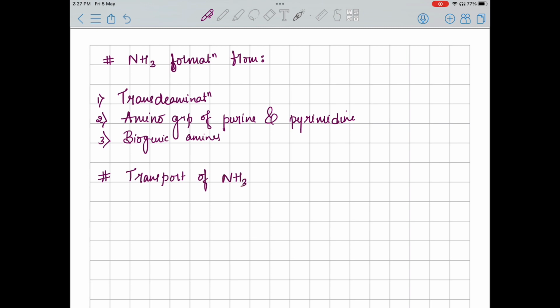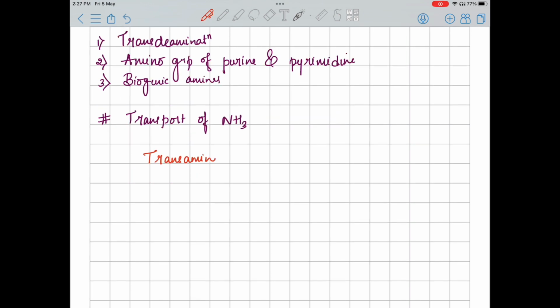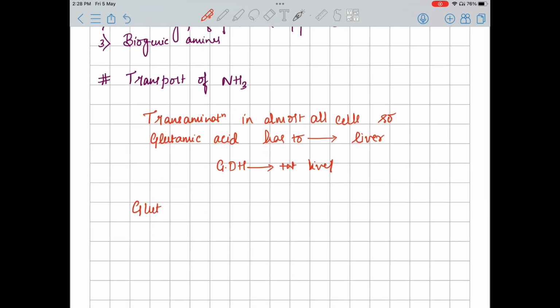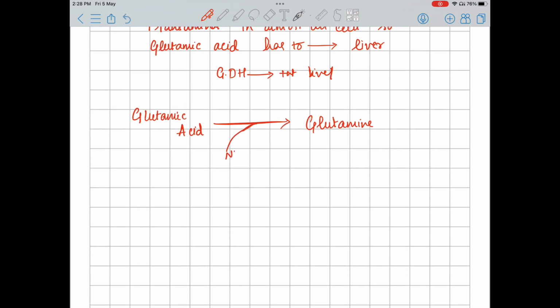Now the next point that we are going to discuss is the transport of ammonia. Transport of ammonia takes place in different ways. The main form in which ammonia is transferred in our body is glutamine. See, transamination occurs in all cells, but the glutamic acid or glutamate which is formed has to reach the liver itself. So we need to convert glutamic acid into glutamine, which is done by addition of one more ammonia. So think, glutamine has two ammonias within itself, and here we remove water.